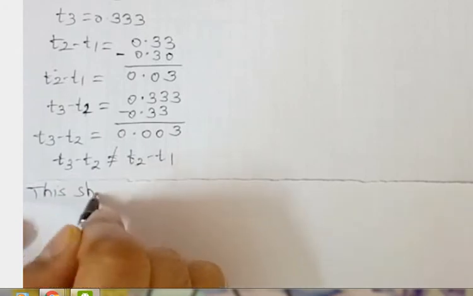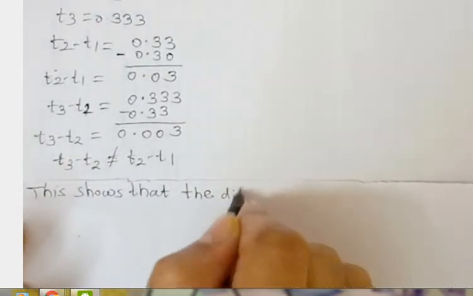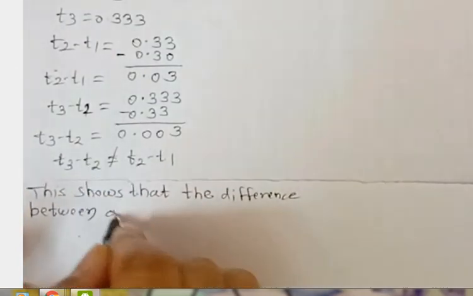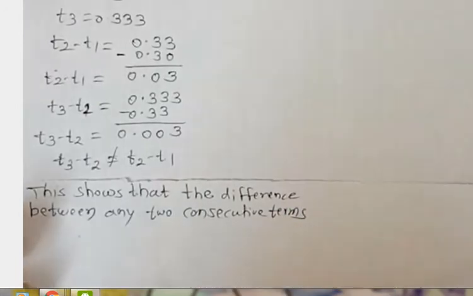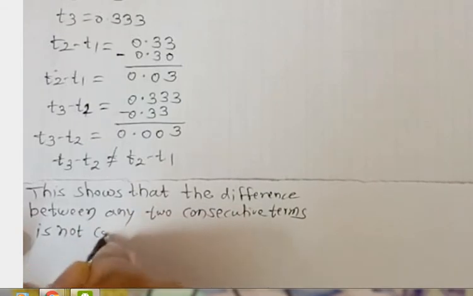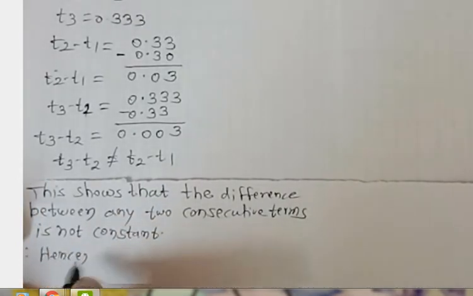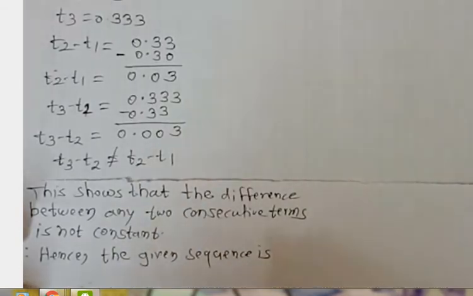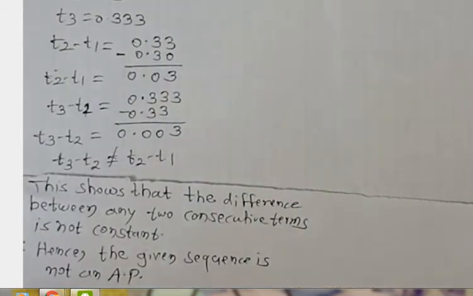Okay, and therefore I write here: this shows that the difference between any two consecutive terms is not constant, and hence the given sequence is not an AP. ही AP नाही. का नाही? Because the difference between two consecutive terms.